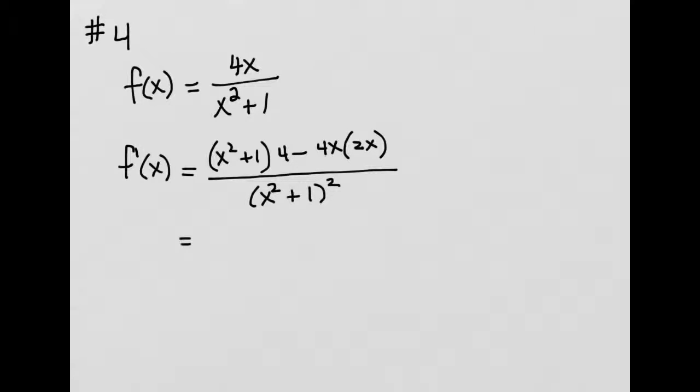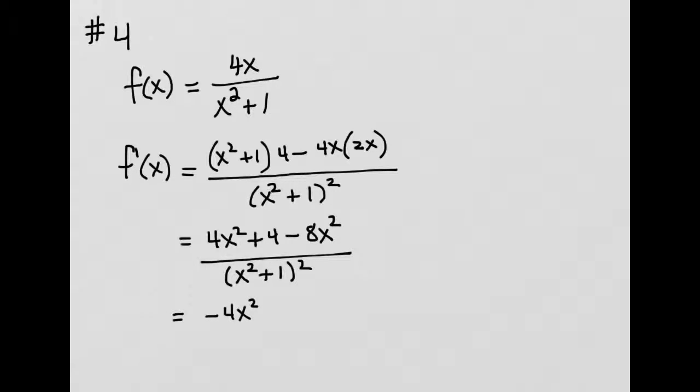So now let's simplify the numerator. I'll start by distributing the 4, and I get 4x squared plus 4, minus, and then I can multiply the 4x and the 2x and get 8x squared. And again, that's over x squared plus 1 quantity squared. And finally, the numerator is equal to negative 4x squared plus 4 all over x squared plus 1 quantity squared.